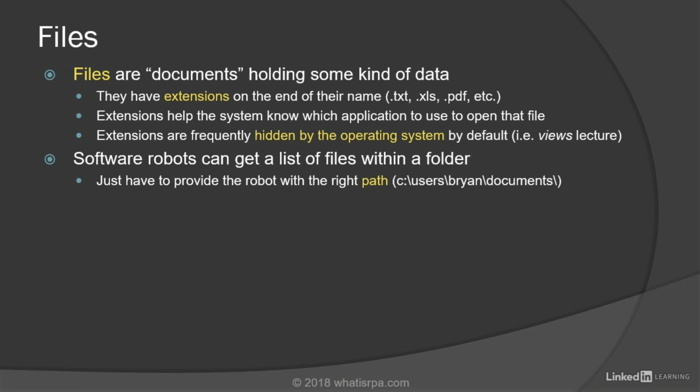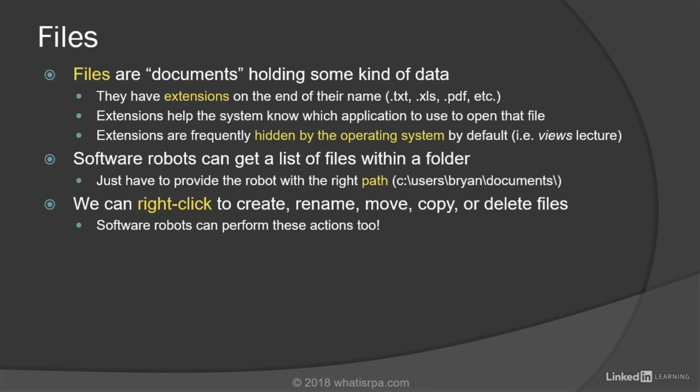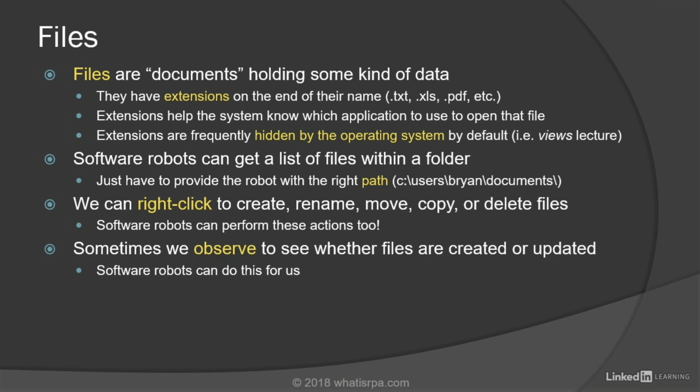Software robots can get a list of files within a folder. We just need to provide the robot with the right path, the same way we did for folders. During our daily tasks, we often right-click to create, rename, move, copy, or delete files. And again, I'm happy to say that software robots can often perform these same actions. On occasion, we observe a particular folder to see whether files have been created or updated. Software robots could do this for us as well.